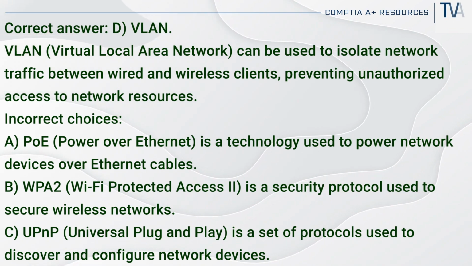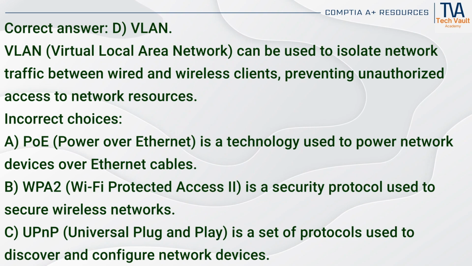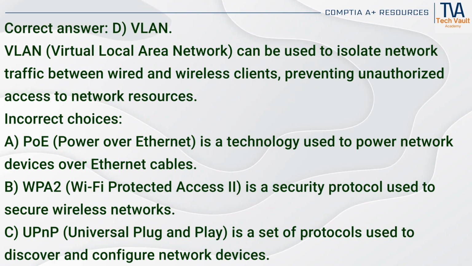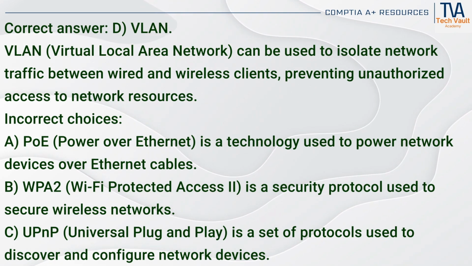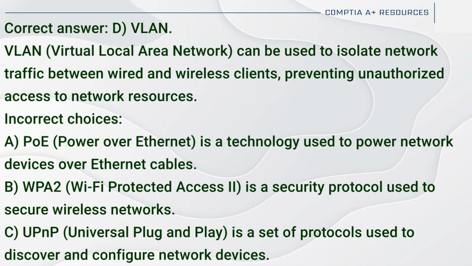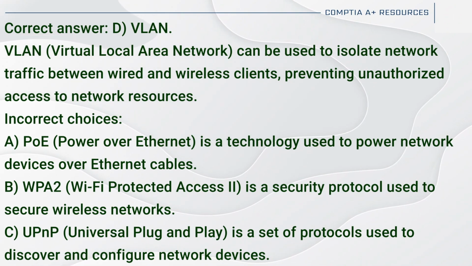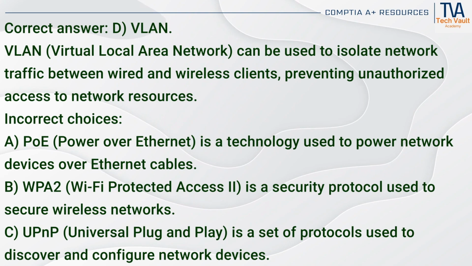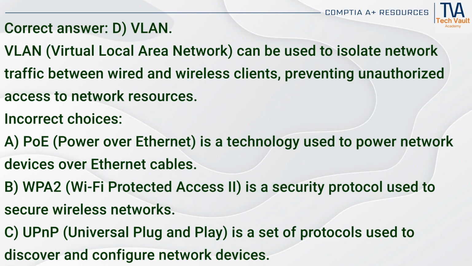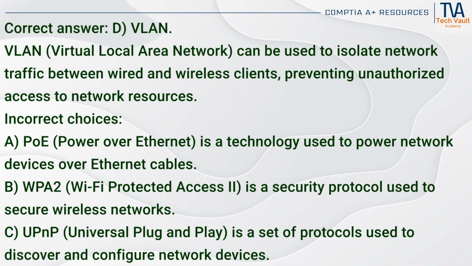Incorrect choices. A, PoE, Power over Ethernet, is a technology used to power network devices over Ethernet cables. B, WPA2, Wi-Fi Protected Access 2, is a security protocol used to secure wireless networks. C, UPnP, Universal Plug and Play, is a set of protocols used to discover and configure network devices.